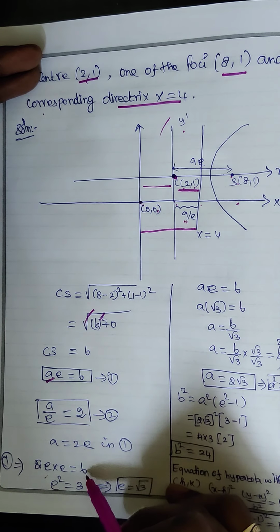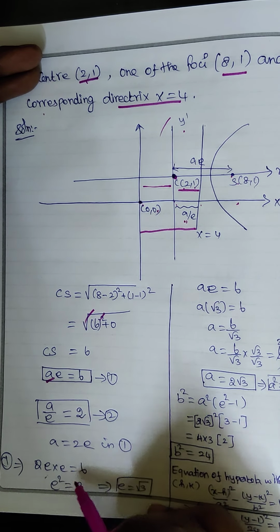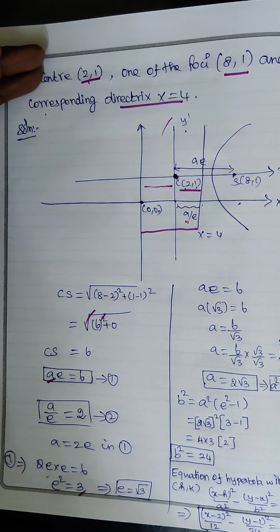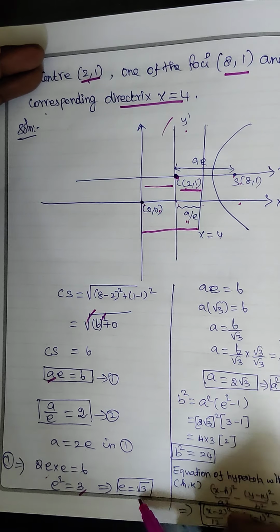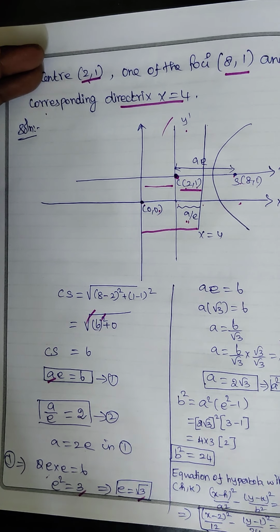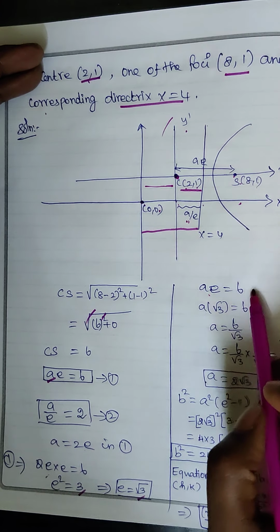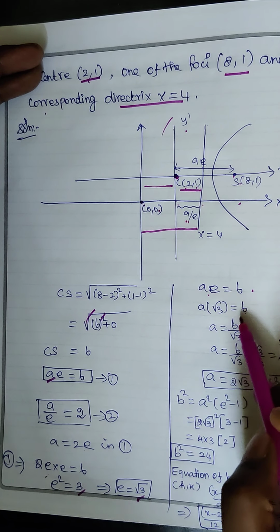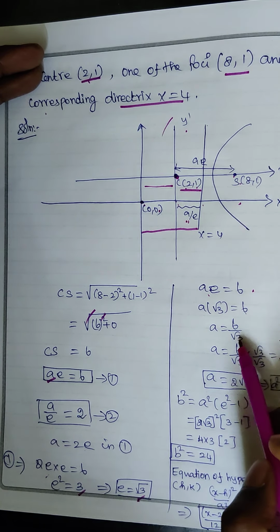2e into e is equal to 6. 2e square is equal to 6, and e square is equal to 6 divided by 2, that is equal to 3. So e square equals 3 and e is equal to root 3. So we already know a is equal to 6, and e I am going to substitute here. A root 3 is equal to 6. So a is equal to 6 divided by root 3.